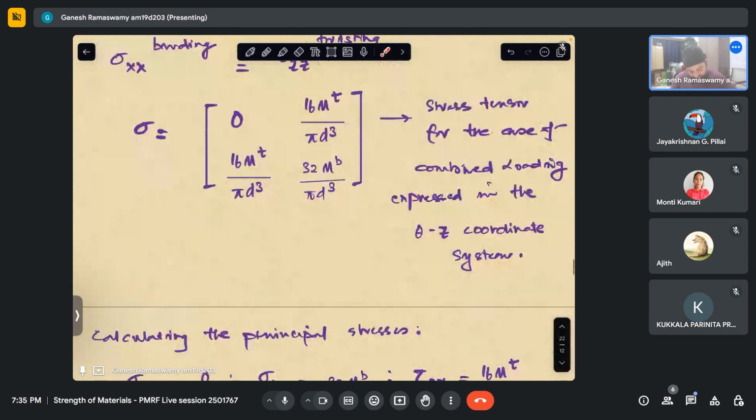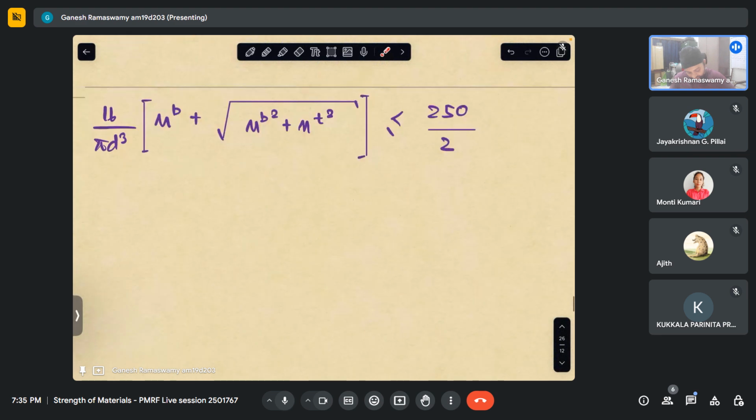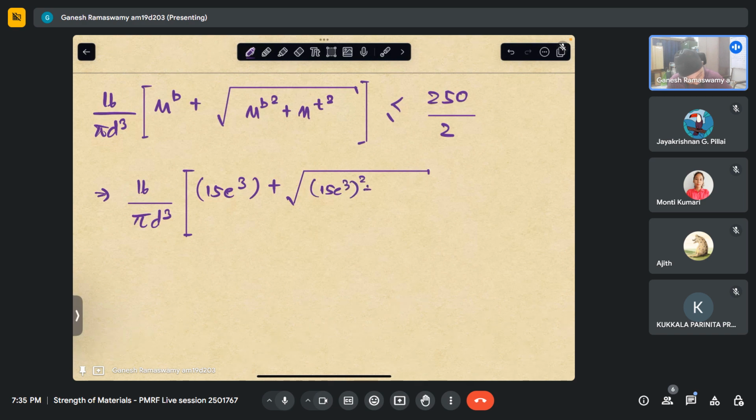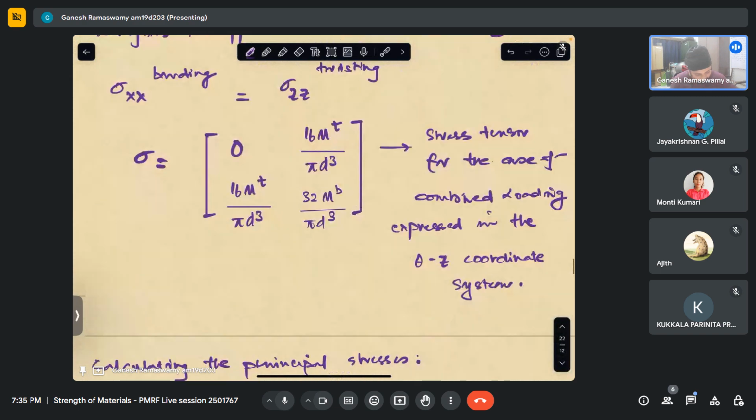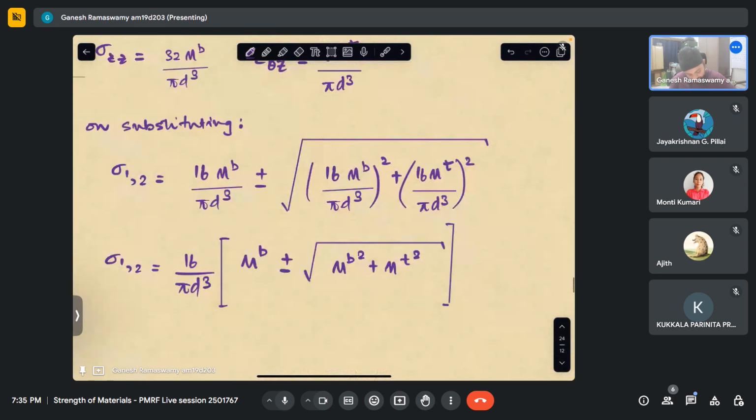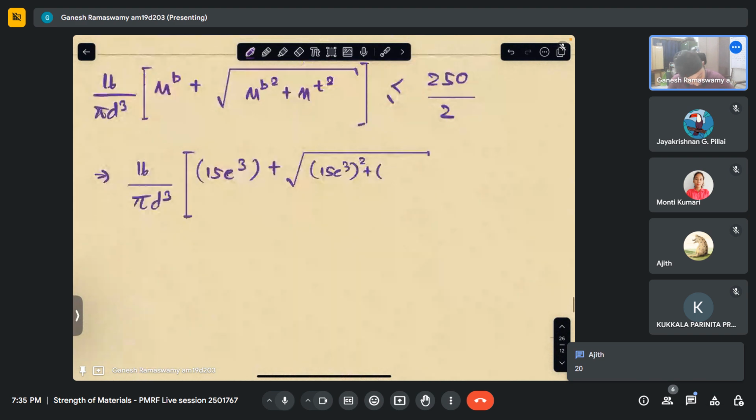So this is 16 by pi d cubed into 15 Newton meter plus root over 15e3 squared plus, the other quantity was 20 or 25, it is 20, so this is 20e3 squared, which has to be less than or equal to this quantity.